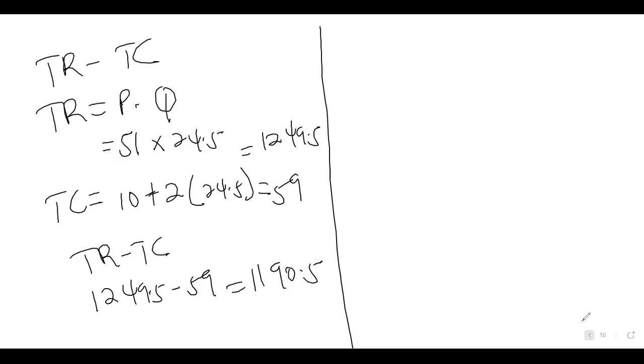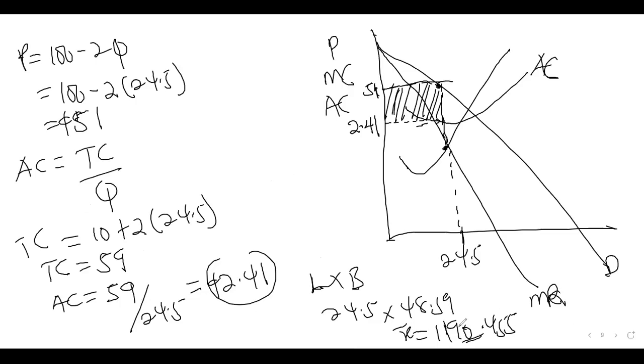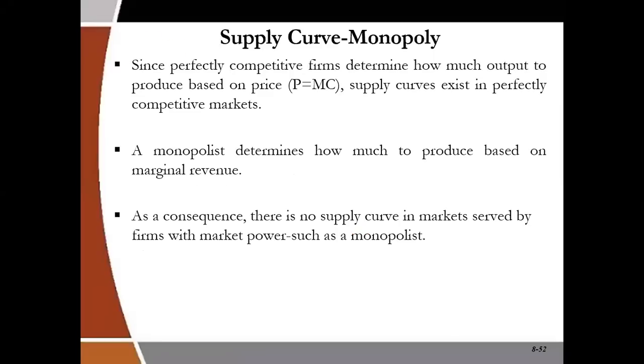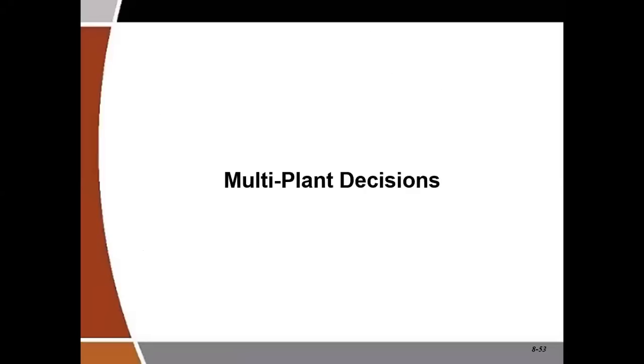And you get 1190.5. If you round this, you get 1190.5. So when you use the curve or you use the normal way we find profit, you should get the same answer. But I want you to learn how to illustrate the answers on the curve, like how we did for the perfect competitive market. The supply curve of a monopoly.